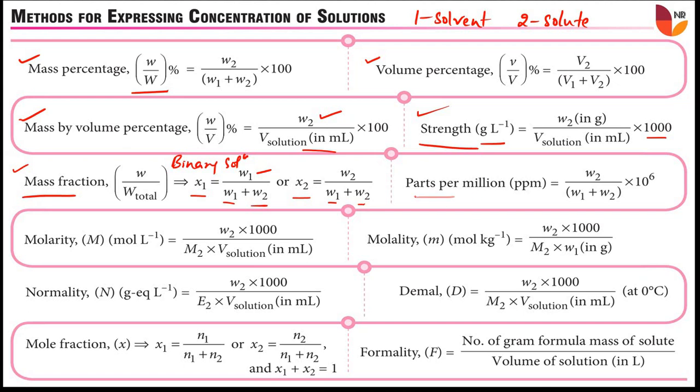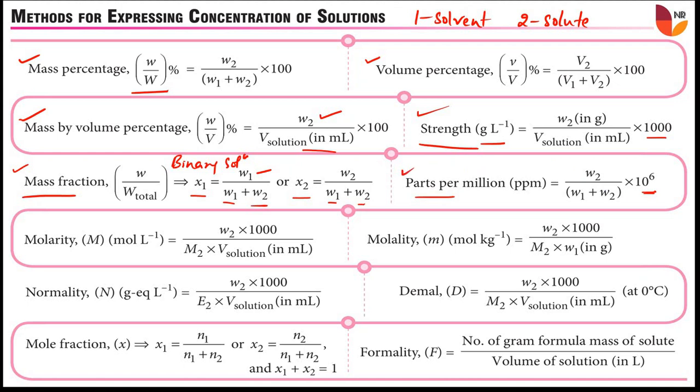Next method is the parts per million method, PPM. That is the number of parts of the component divided by the total number of parts of the components present in the solution, into 10 to the power 6. The number of parts is W2, the weight of the solute, divided by the weight of the components present in the solution, into 10 to the power 6.